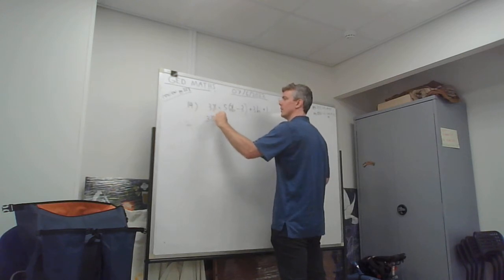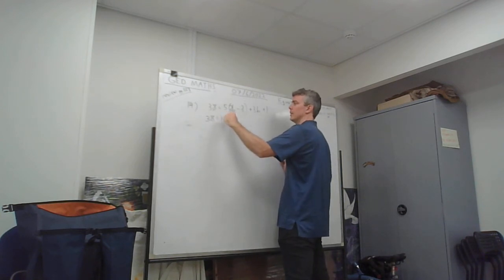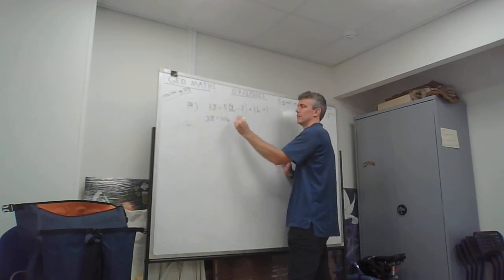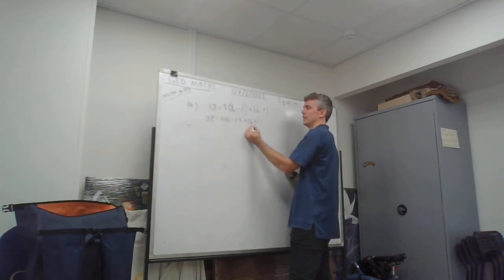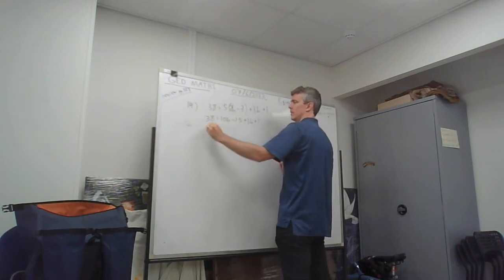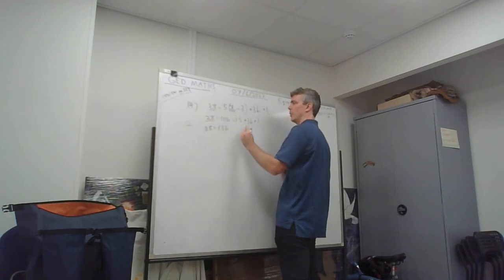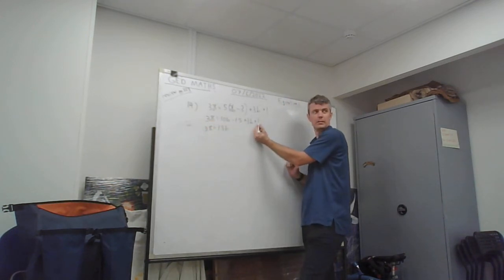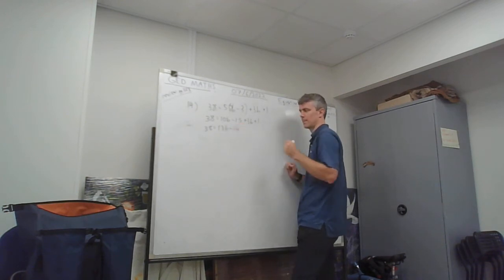So 38 equals. What is 5 times 2b? 10b. What is 5 times minus 3? Minus 15. Good. Plus 3b plus 1. Alright, so we have b and b, constant and constant. What's 10b plus 3b? 13b. What is minus 15 plus 1? Minus 14.